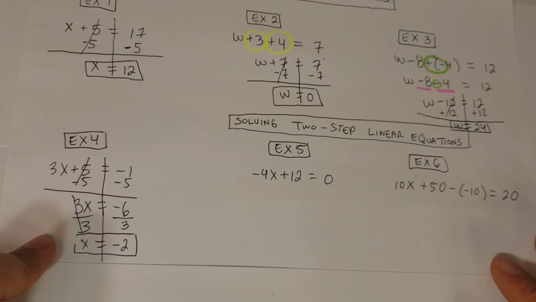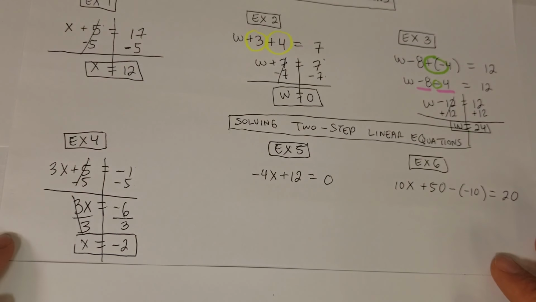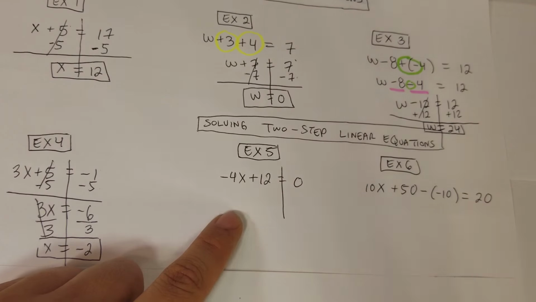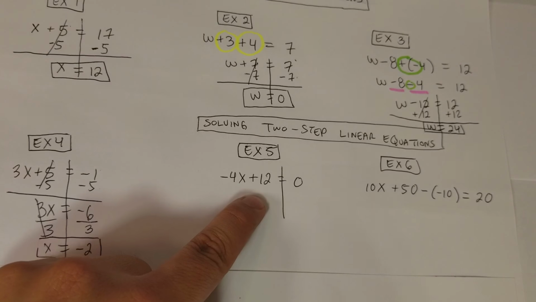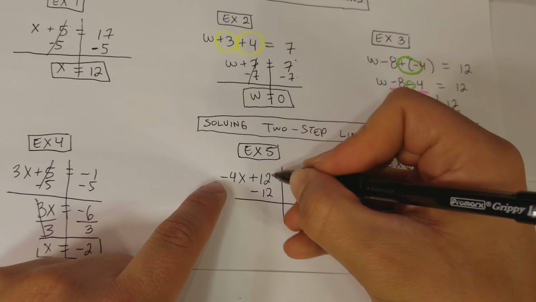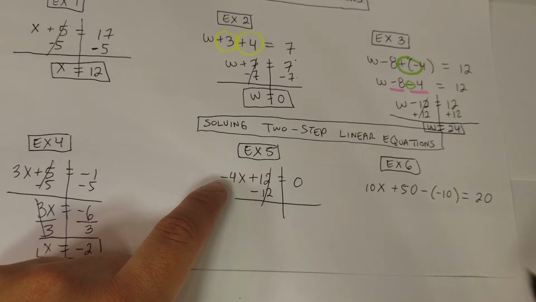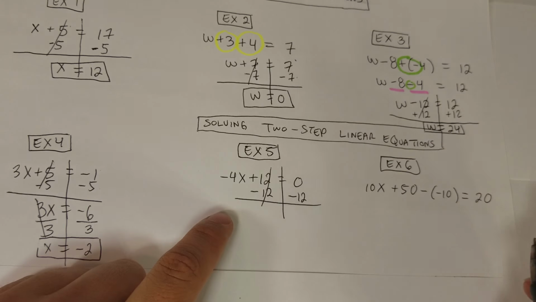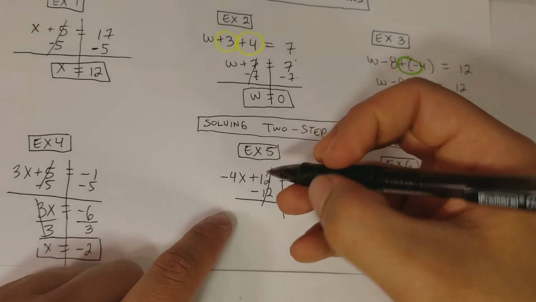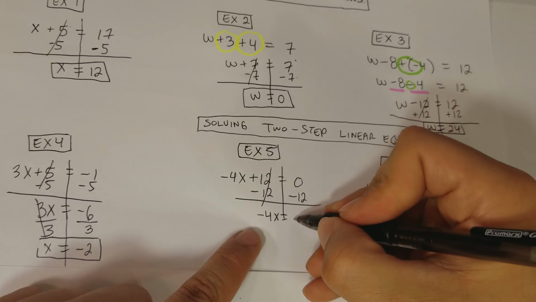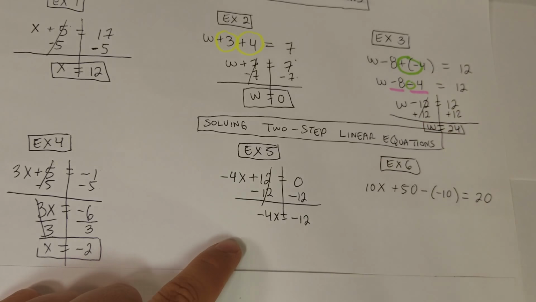So we could actually solve equations with numbers in front of the x as well. Let's do this example. Example number 5. So draw the wall. I want to get rid of the 12 first because that's furthest away from the x. So I'm going to do a minus 12 so it can cancel. Negative 12, positive 12, that goes away. But I have to do it to the other side also. So negative 12, we get negative 4x that drops down is equal to 0 minus 12, which gives me just negative 12.